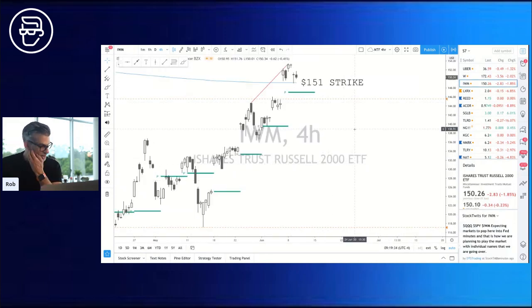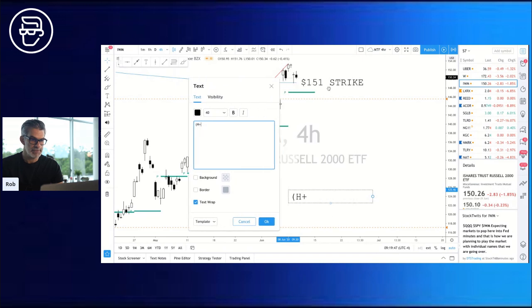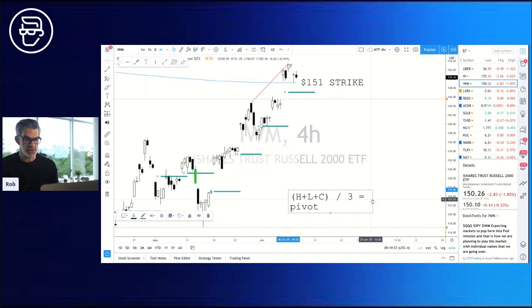All right, so this is IWM. And these green lines are weekly pivot points. And the calculation for a pivot point is this. It's last week's high plus last week's low plus last week's close added together and then divided by 3 equals a pivot. And it could be yesterday's high, low, and close added together for a daily pivot, or last week's high, low, and close added together.